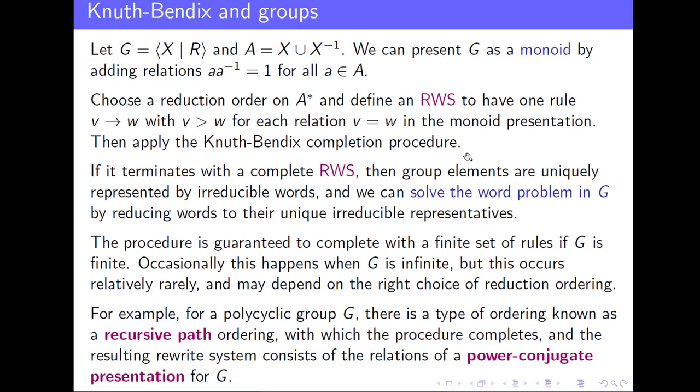And then in fact, the resulting rewriting system is exactly what a lot of you will be more familiar with as a power conjugate presentation. So it's the ordering which corresponds to the application of reduction rules in a power conjugate presentation. So you can treat power conjugate presentations that way. And indeed, the book by Charlie Sims does just that.